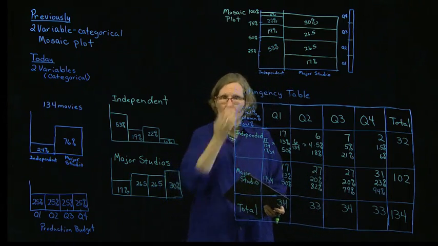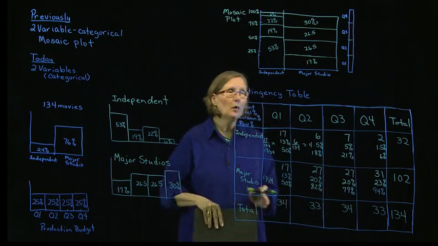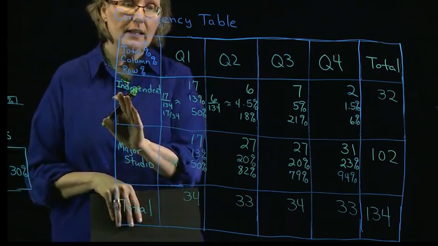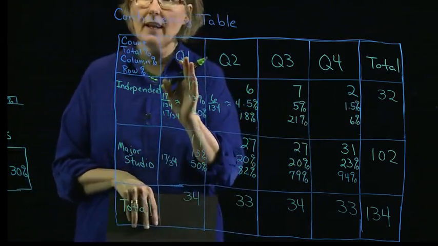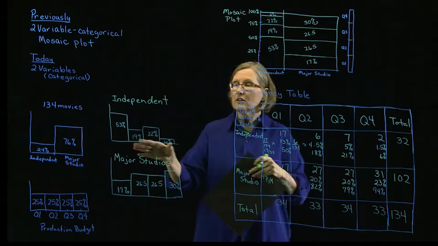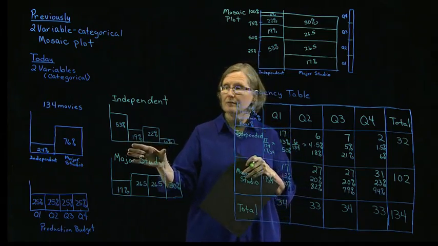The final number that we'll add to our table is the row percents. The row percents say, given a movie is independent, what's the chance that it fell into quartile 1, 2, 3, or 4? So it looks just like our bar chart.